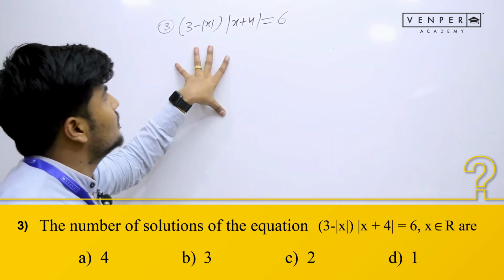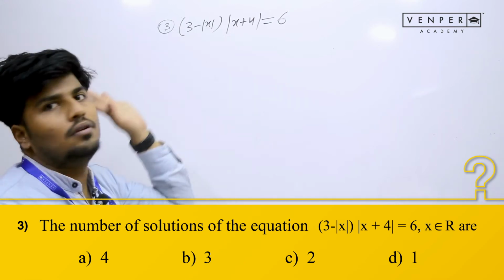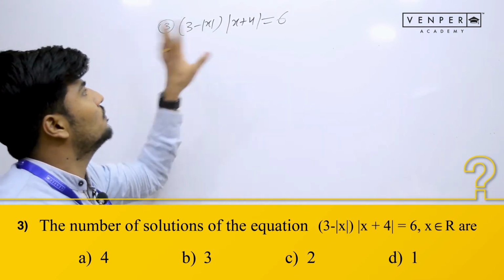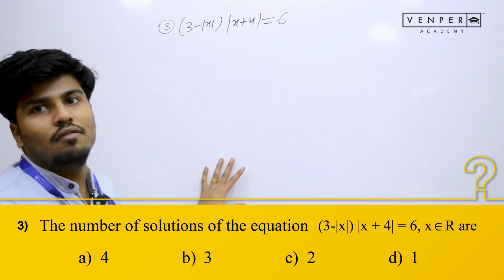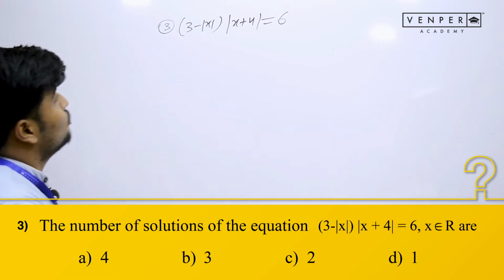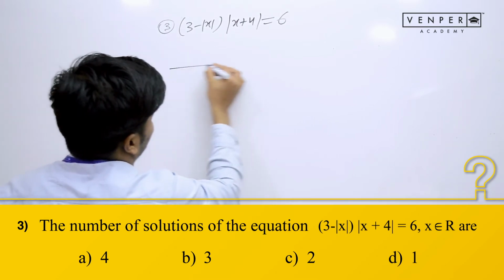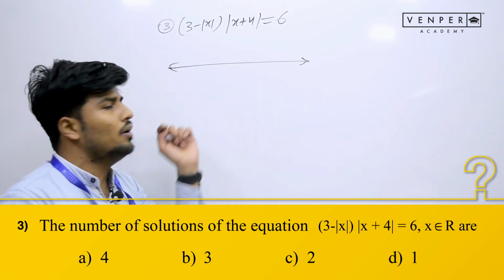But the only mistake students will make is they will underestimate the modulus. Don't underestimate this modulus. We have two modulus and we need to satisfy both of them. We need to take care of both of them. So I will start with that only. I will make a number line, and on the number line I will draw the critical points.